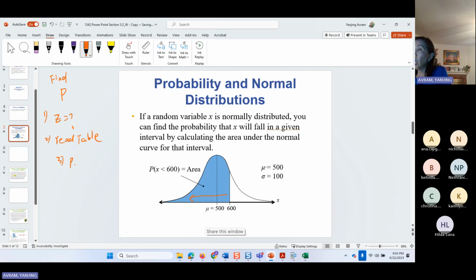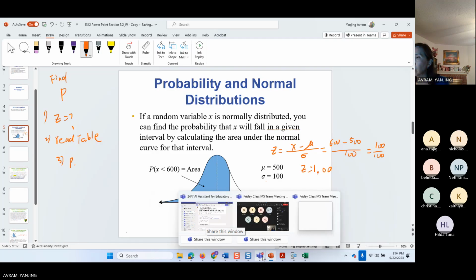I know the mu, I know the sigma, I know the data value is 600. So I need to calculate my z-score. The z-score is x minus mu over sigma. So my data value is 600 minus my mean, 500. My standard deviation is 100. If you subtract, it is 100 over 100, so the z-score is equal to 1. You can also write 1 as 1.00, because when you read the table, it has 2 decimal points.